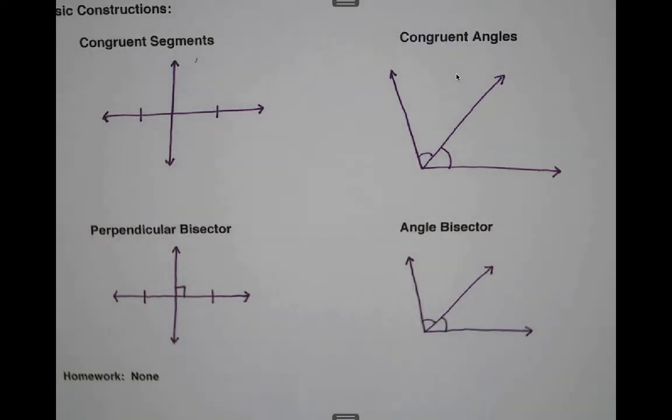There's your 1-6. Move on to the assignment within your packet. Be ready for Monday.